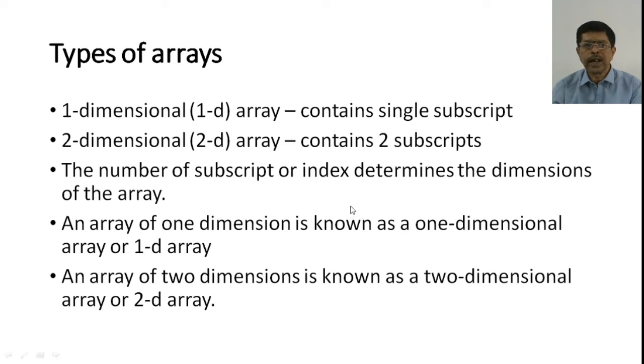And what are the different types of arrays? The arrays can be categorized as one-dimensional array or 1D array, which contains a single subscript. The second one is two-dimensional or 2D array, which contains two subscripts. The number of subscripts or indexes determines the dimensions of the array. An array of one dimension is known as one-dimensional array or 1D array, and an array of two dimensions is known as two-dimensional array or just simply 2D array.